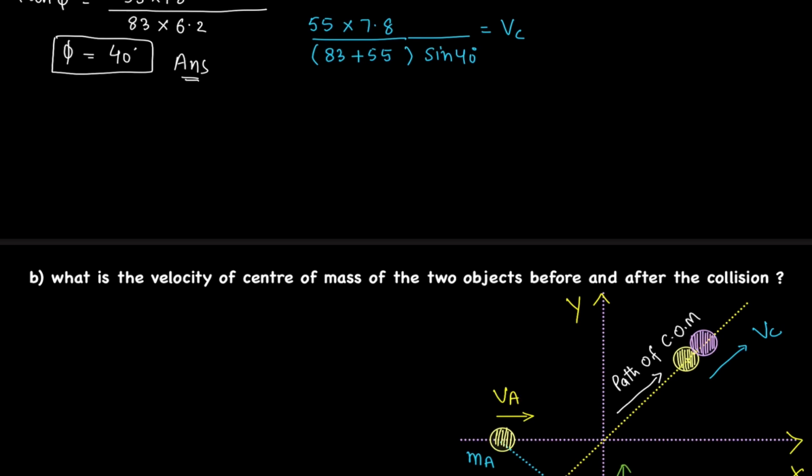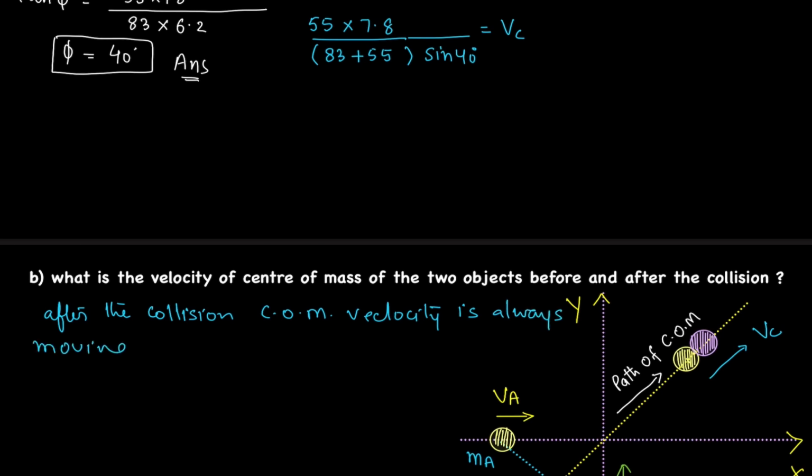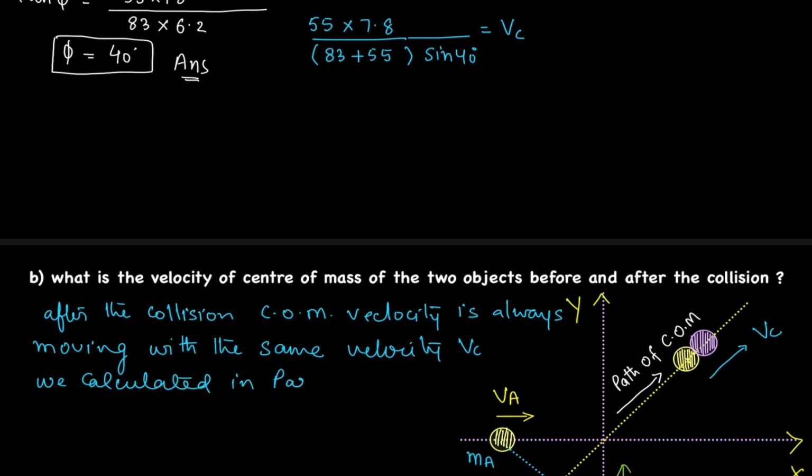So after the collision, the center of mass velocity is also moving with the same velocity vc we calculated in part A. But what about before the collision?